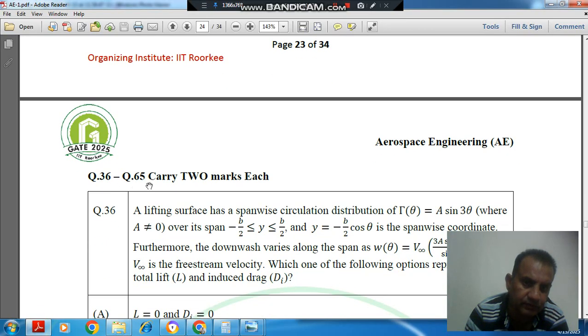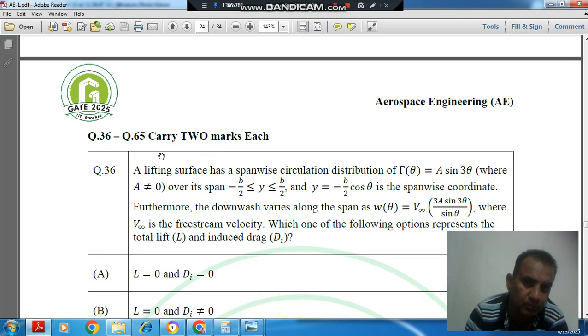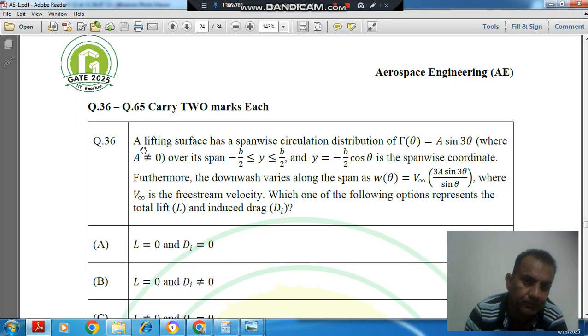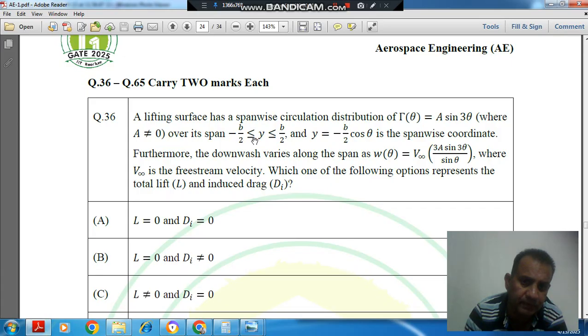Question number 36 to question number 65 carries 2 marks each. Question number 36: a lifting surface has a span-wise circulation distribution Γ(θ) = A sin θ, where A is not equal to 0, over its span. Y is varying from -b/2 to +b/2, and y = -(b/2) cos θ is the span-wise coordinate.